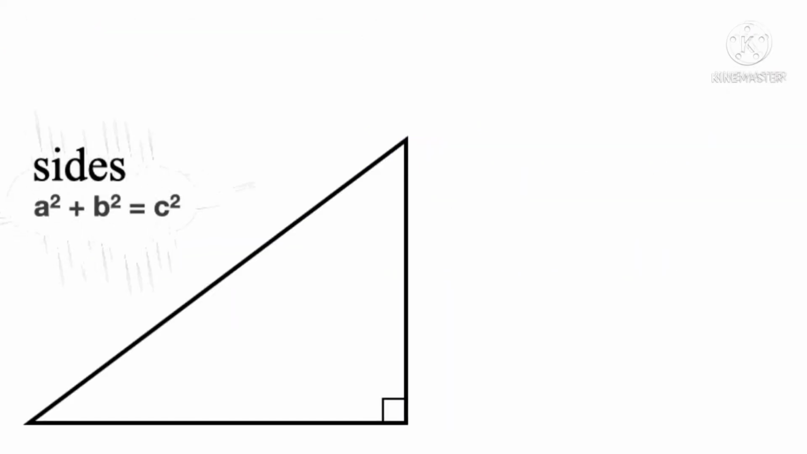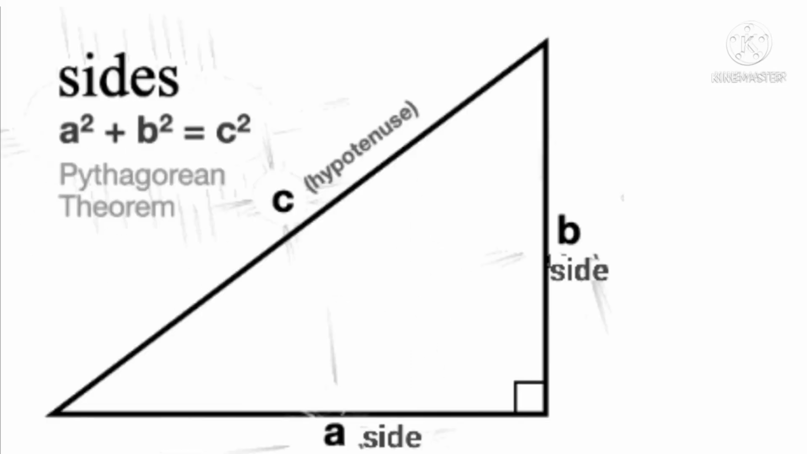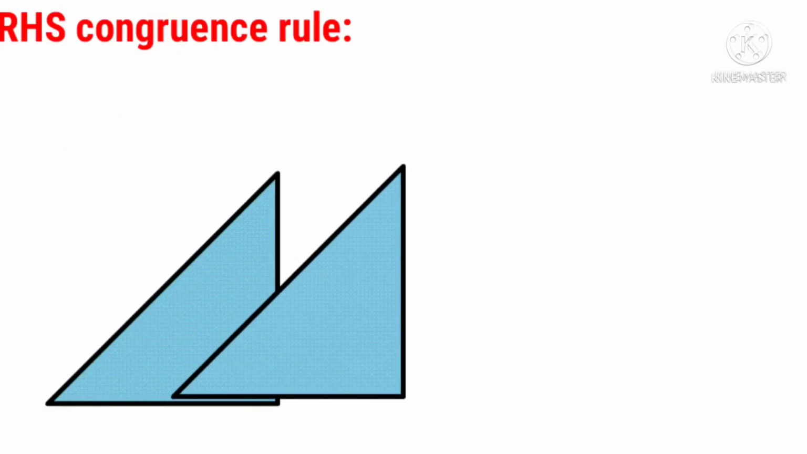Here we have a right angle triangle. In a right angle triangle, we can prove the Pythagoras theorem. So what is the Pythagoras theorem? Hypotenuse square is equal to side square plus side square. Hypotenuse means the side which is opposite to the right angle.